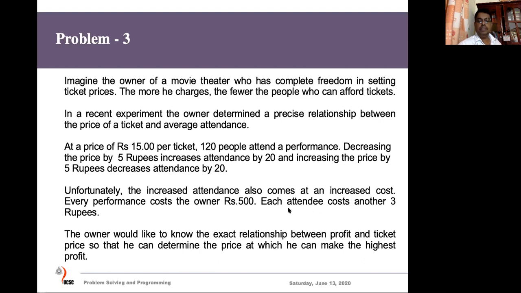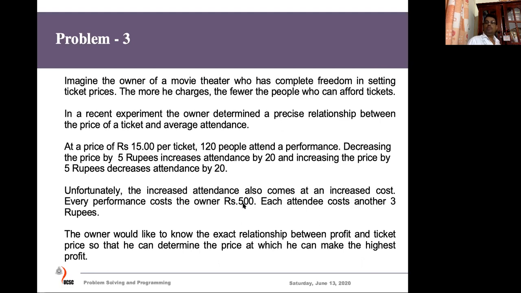His income: if 100 attendees come when the ticket price is 20 rupees, then 20 into 100 is the income. Then income minus expenditure is profit. So I'm asking you to write a program to find what would be the best ticket price which maximizes his profit.